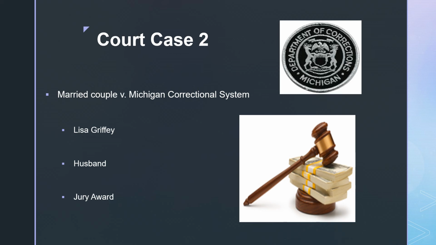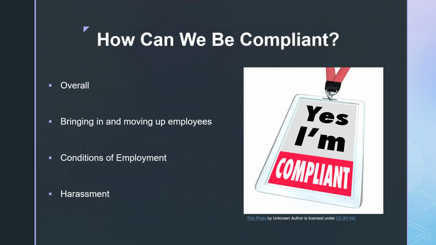She filed a complaint with the department and transferred to another department where the racism continued. Her husband also worked for the Department of Corrections, but was forced to retire from his job. Disciplinary charges were brought against him shortly after his wife's initial complaint. The jury awarded Ms. Griffey $5.132 million and her husband $6.25 million. The state of Michigan is expected to appeal that decision.